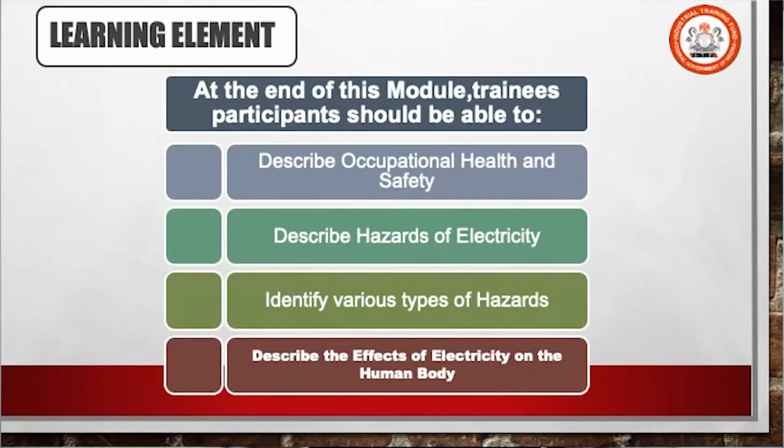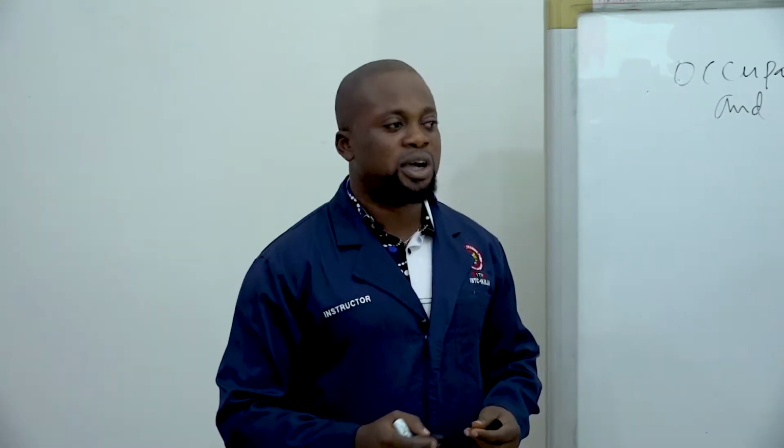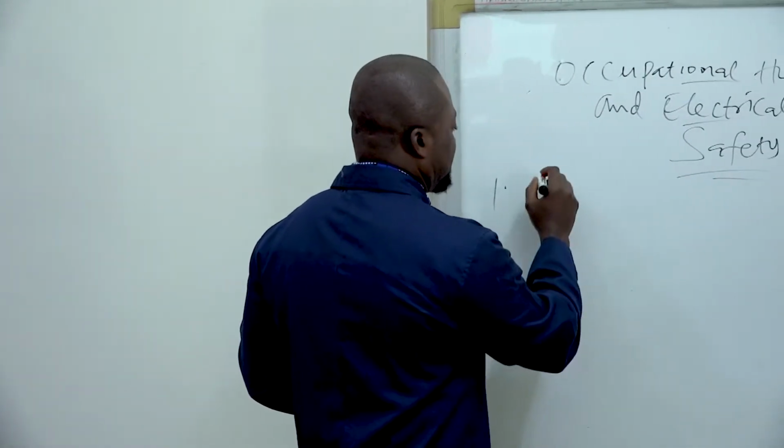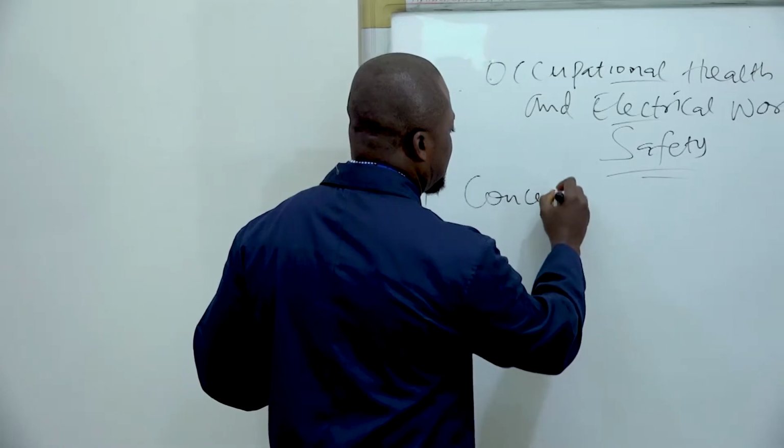At the end of this module, we should be able to describe what occupational health and workplace safety is all about. We should be able to describe hazards of electricity. We should be able to identify various types of hazards, as well as describe the effect of electricity on the human body. Lesson 1, we're going to be looking at concepts of hazards.